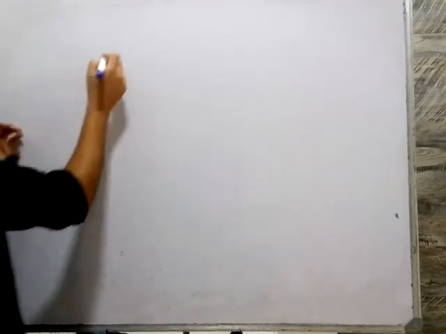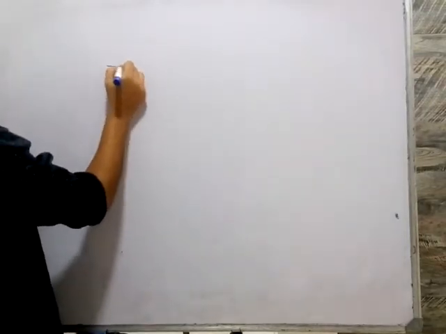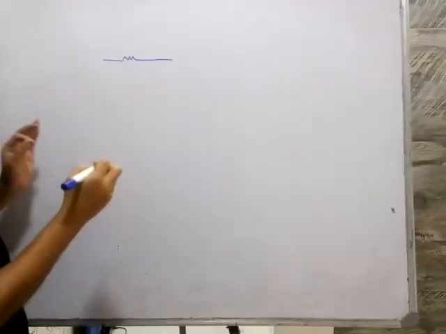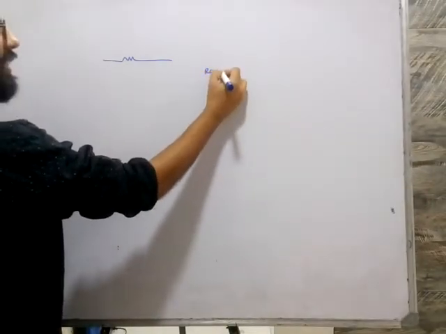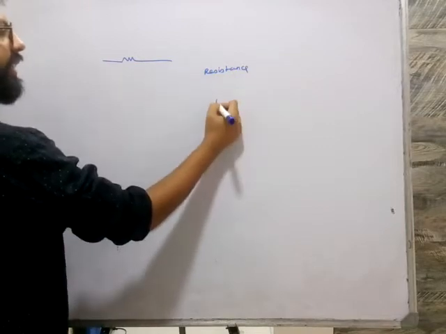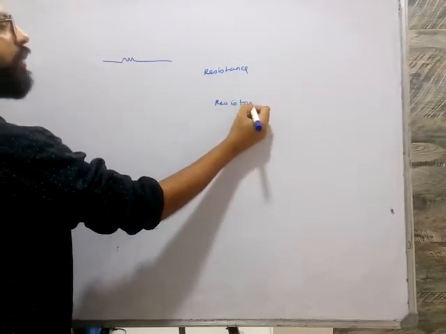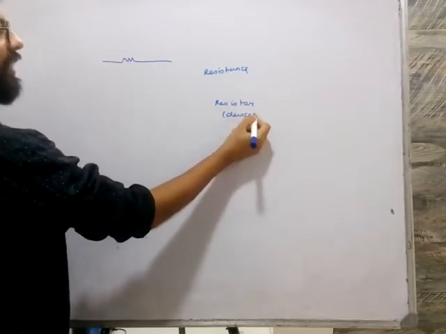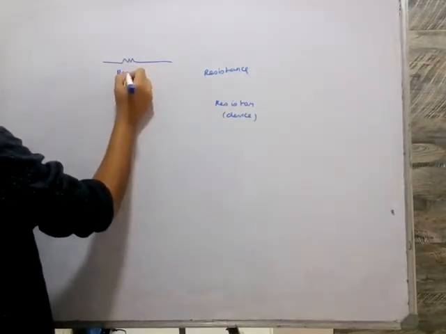Okay, so the next topic is the factors on which the resistance of a conductor depends. Before that, I'll just show you the difference between resistance and resistor. A resistor is nothing but a device. This is called a resistor.